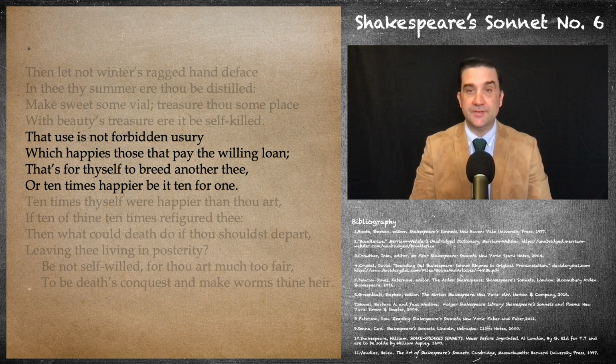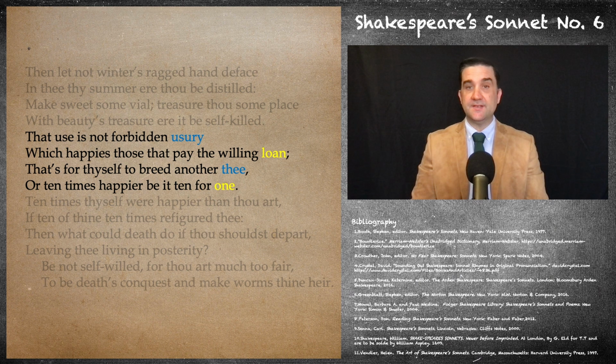The second quatrain reads, "That use is not forbidden usury, which happies those that pay the willing loan. That's for thyself to make another thee, or 10 times happier, be it 10 for 1." Okay, so there are 3 things that I want to talk about concerning this second quatrain. The first thing is the rhyme scheme. As discussed above, a Shakespearean or English sonnet should have the second quatrain follow the rhyme scheme CD, CD. And that's what we have here.